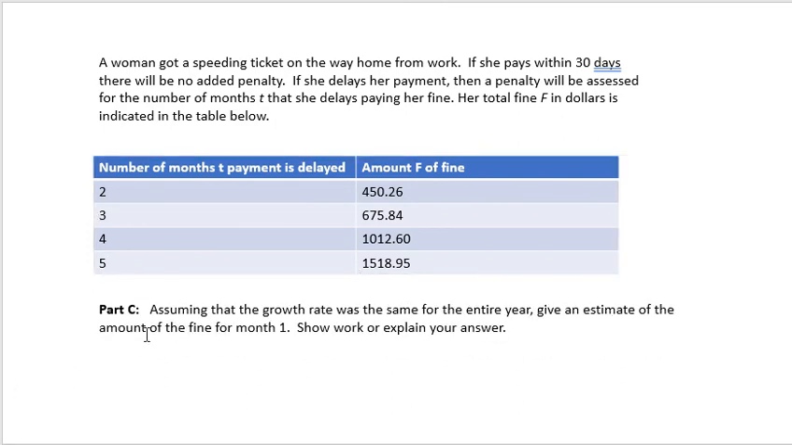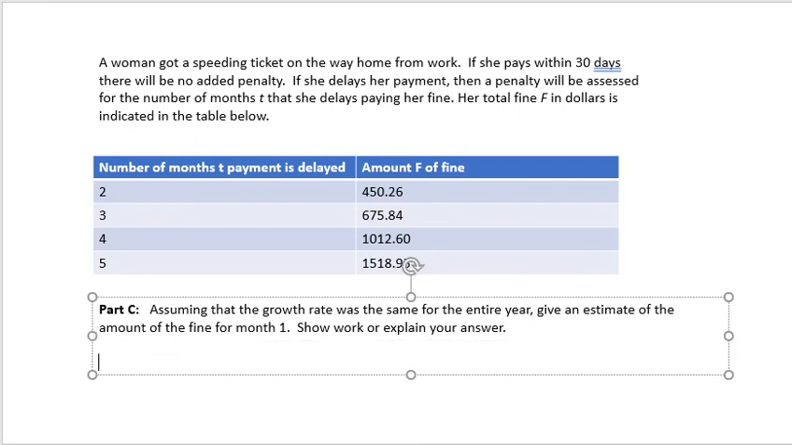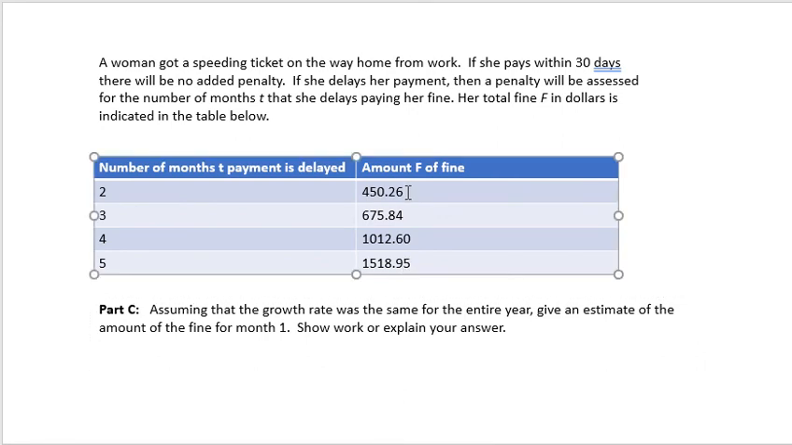And then for part C, it says assuming that the growth rate was the same for the entire year, so every month in this year, the growth rate doesn't change, give an estimate amount for the fine for month 1. We want to show the work or explain our answer. So I'm going to show work. I have 2 to 5, and notice as we go down in months, we're increasing in time. So 450.26 times 1.5 gets us to the next answer, times 1.5 gets us to the next answer, times 1.5 gets us to the next answer.